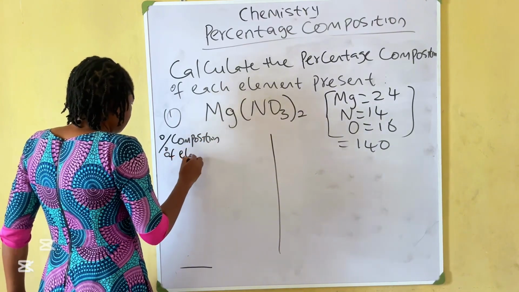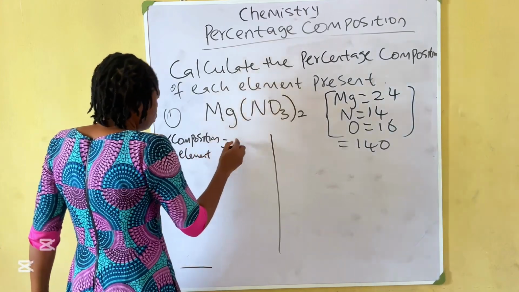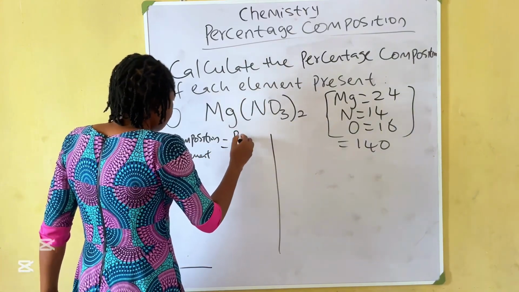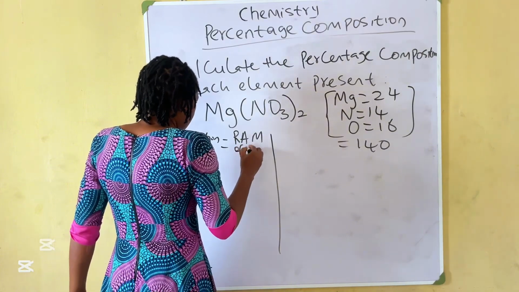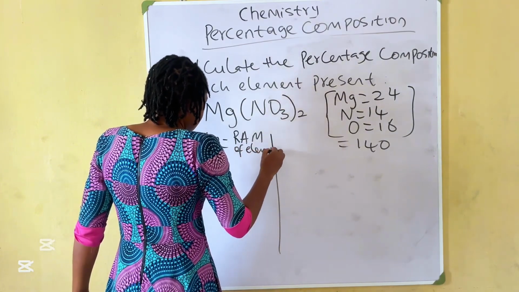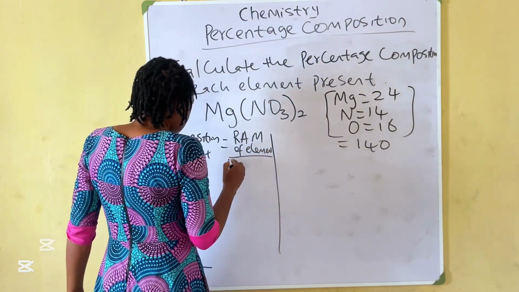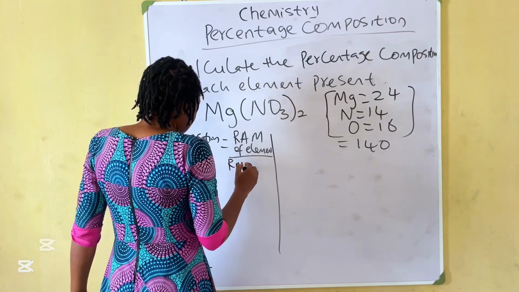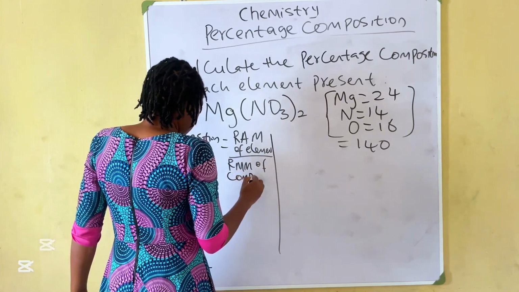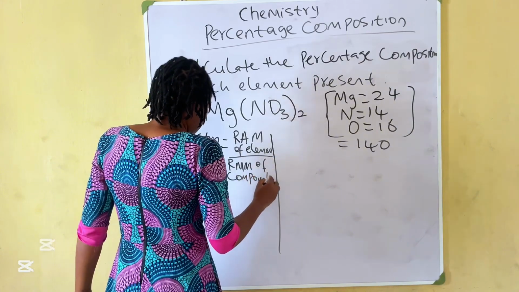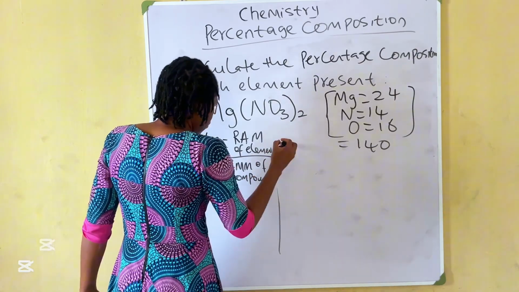of an element is equal to what? The relative atomic mass of the element divided by what? The relative molecular mass of the compound, times 100.